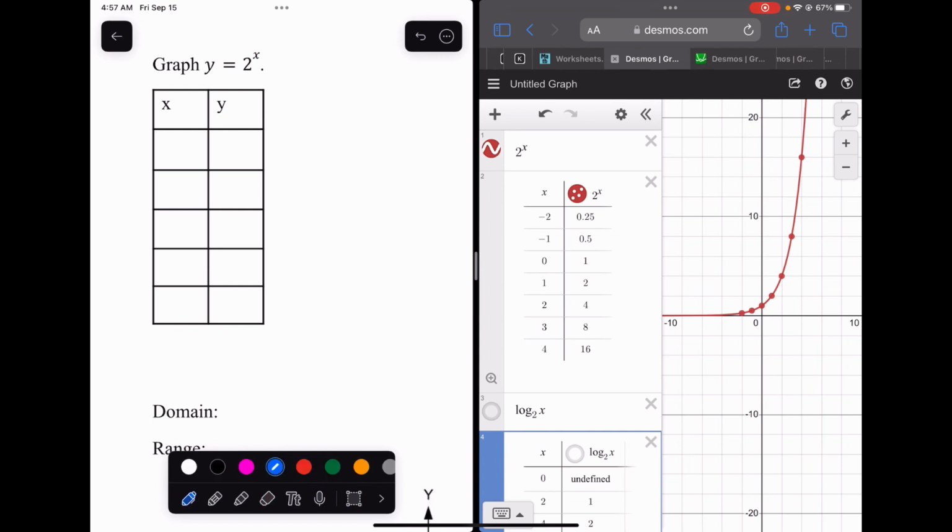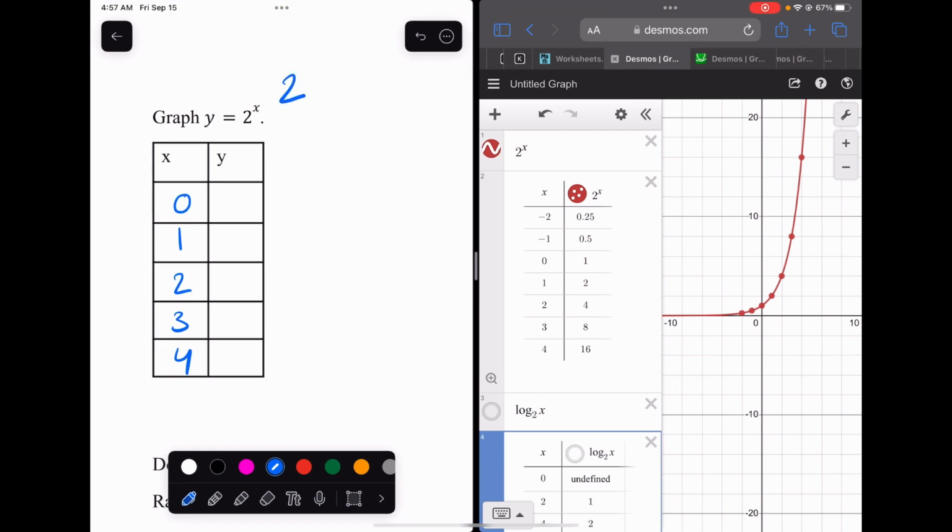All right, so here we're going to plug in values. How about we plug in 0, 1, 2, 3, and 4? Just so you know what we're doing, when we plug in 0, we're just doing 2 to the power of 0, 2 to the power of 1, 2 to the power of 2, and so on. You can see here that I have already plugged these in to save time for you. I'm trying not to make this video too long. So when we plug those values in, we get 1, 2, 4, 8, and 16.